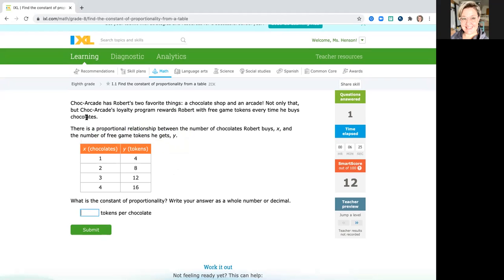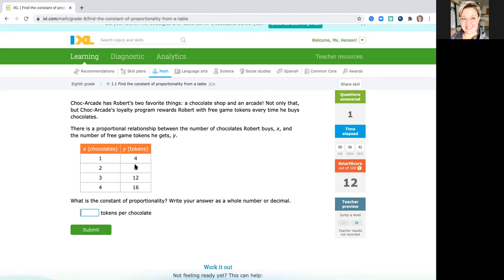There is a proportional relationship between the number of chocolates Robert buys, which will be X chocolates, and the number of free game tokens he gets, Y. What is the constant of proportionality? Write your number as a whole number or a decimal.